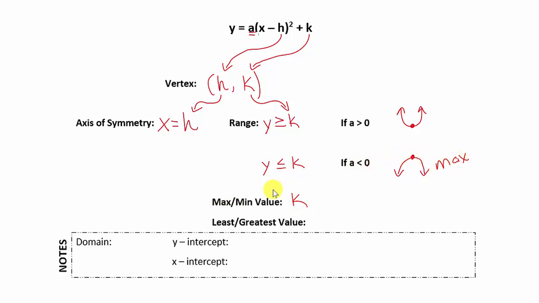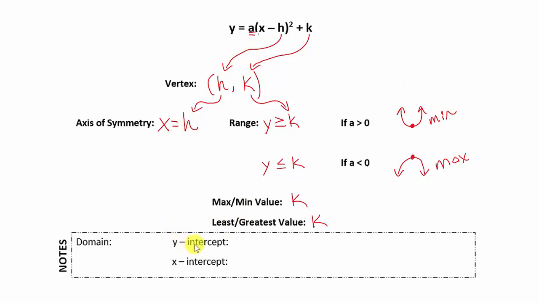And it will be a minimum if A was greater than 0. So you just got to think about that, or maybe sketch a graph. That helps sometimes. The other way that they can word this, instead of saying max or min, they can say least or greatest value, and that's still going to be k. It's just max, they might use the word greatest instead, and min, they might use the word least, okay? And so these are the things we can identify from this.